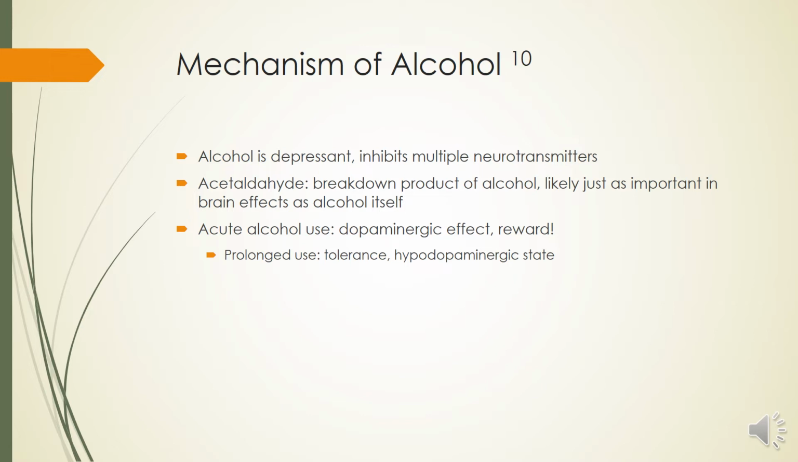In acute alcohol use, you're going to get a hit of dopamine. So you're getting the brain's reward system to light up. With prolonged use, you're going to develop tolerance, and how that dopamine works and how it's produced is going to change. So you're going to have a hypodopaminergic state. You get a reward, you get a reward, you get a reward. Now you're not producing as much dopamine, you're having to drink more to get that same reward, and that kind of starts the cycle.